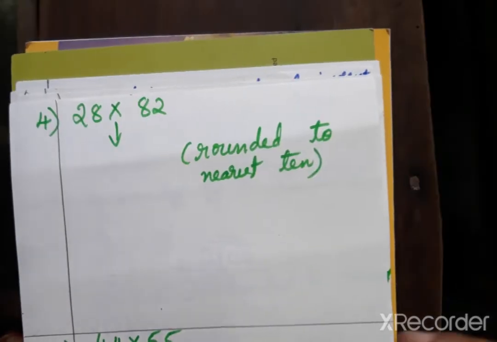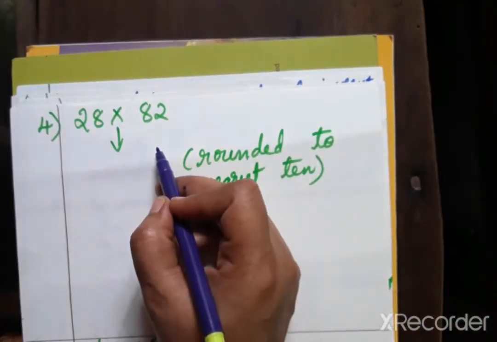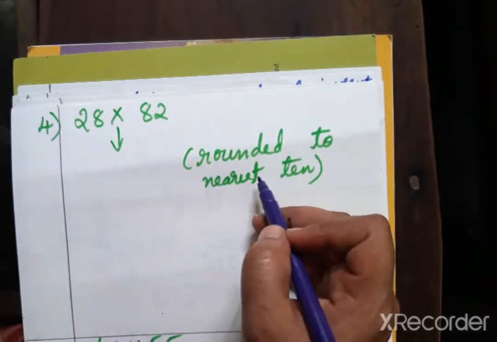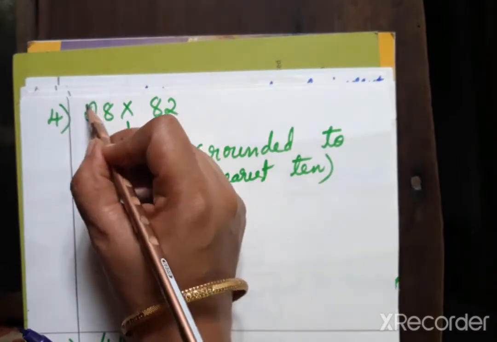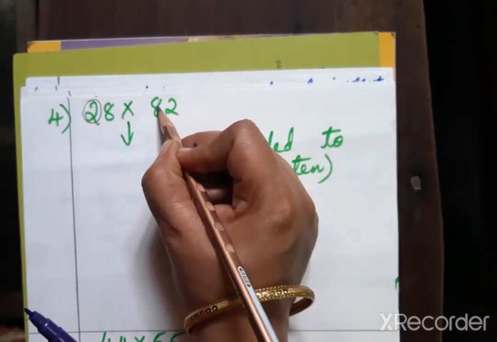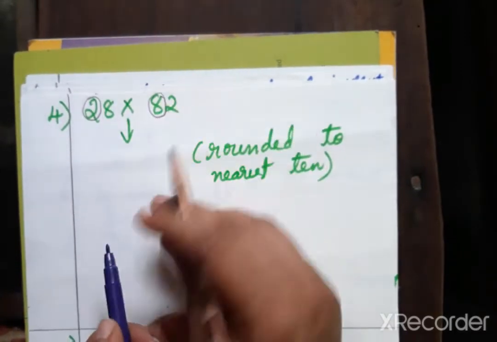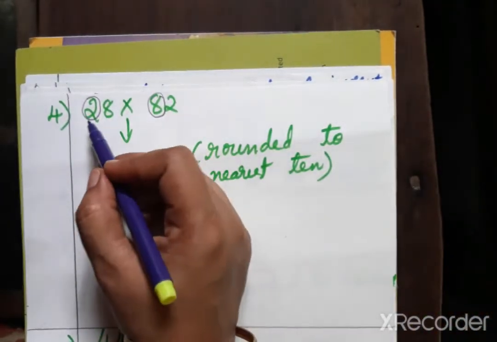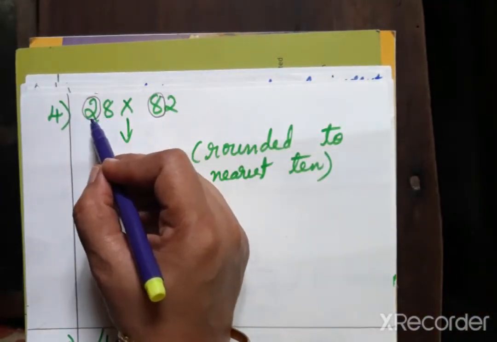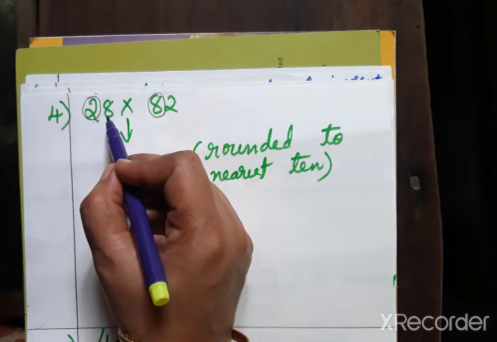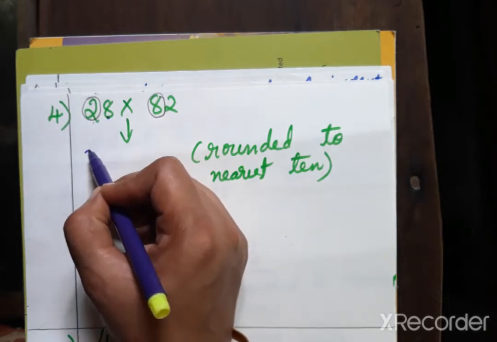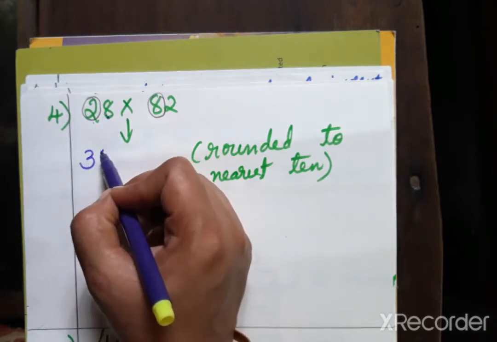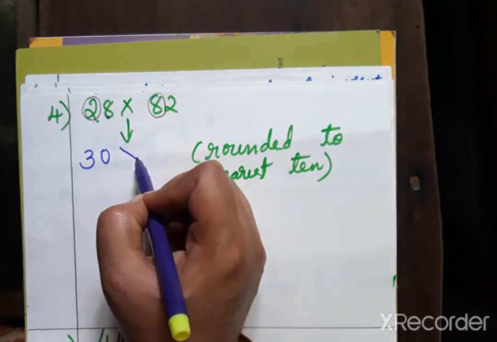Now the fourth question, 28 into 82. You have to round off the numbers to the nearest tens. So the first step is, for 28 into 82, round off the tens place: 2 in the tens place, and 8 in the tens place. The next step is to knock on the next door and ask, do you have 5 rupees or greater than 5? So 8 is greater than 5. He can help, so 2 will become 3, and once the door is knocked, that person becomes poor, 0.